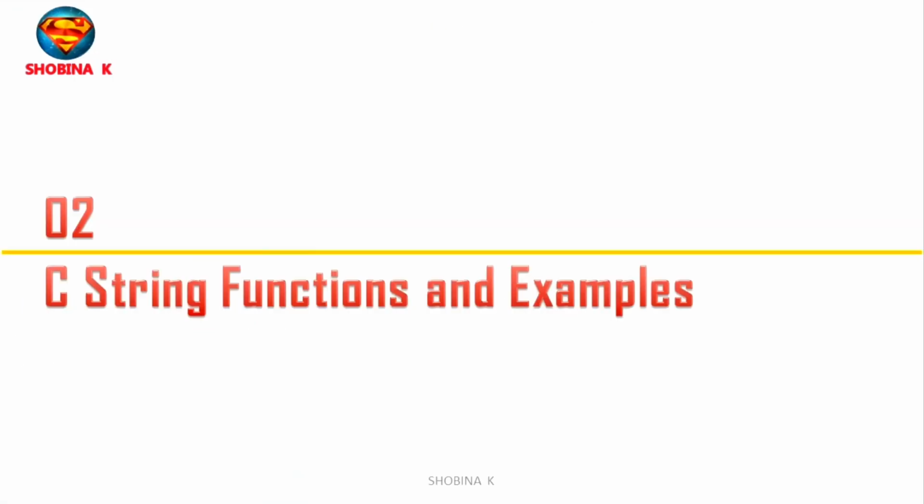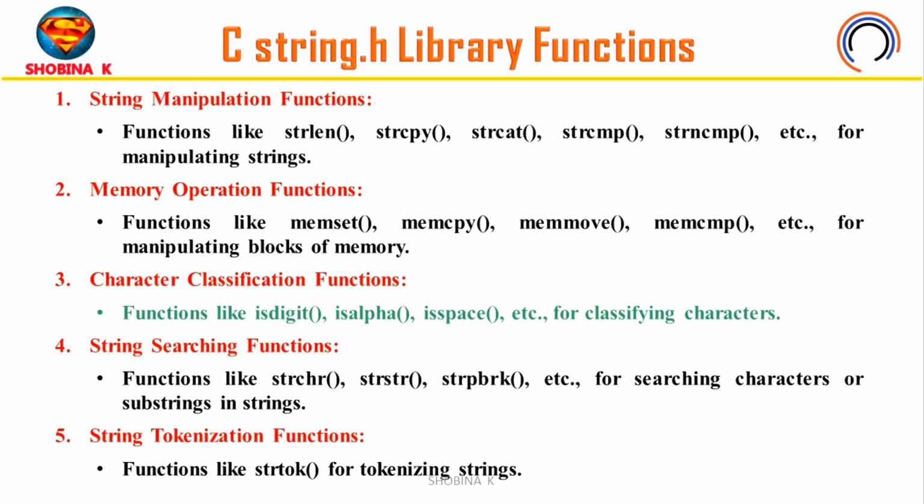Now let's discover the C string functions with examples. Here are some categories of functions commonly used for string manipulations. String manipulation functions: the functions like strlen, strcpy, strcat, strcmp, and strncpy are used for basic string manipulation tasks like determining length, copying, concatenating, and comparing strings.